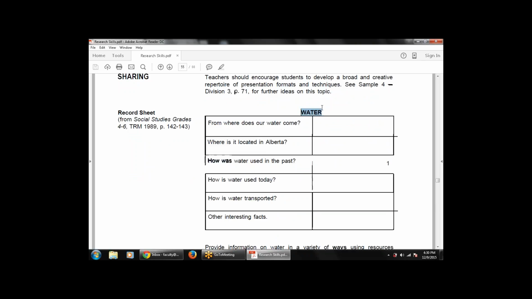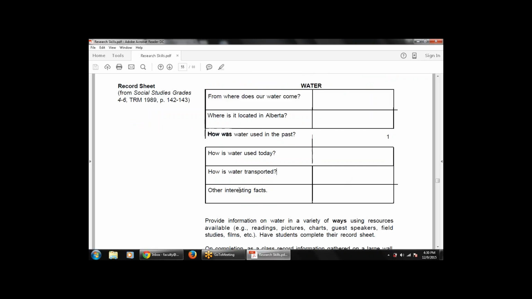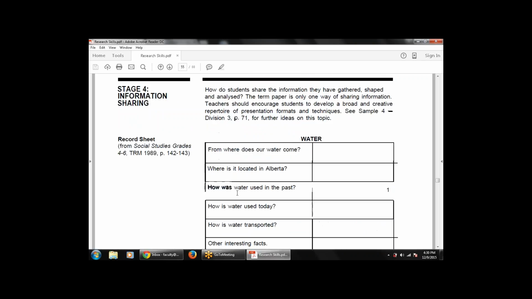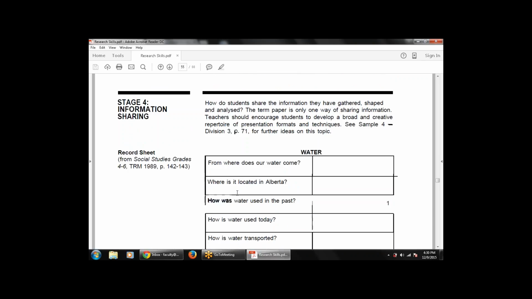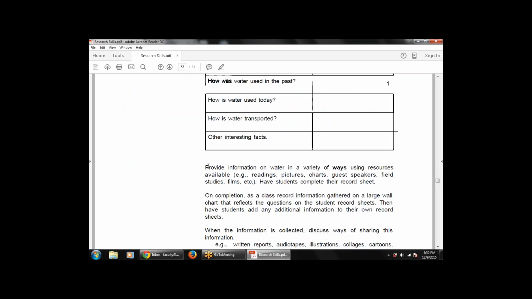This is the example of water. From where does your water come? That is the question given, and you have to put the answer over here. Where is it located in Alberta? How was the water used in the past? How is the water used today? How is the water transported? And other interesting facts. So this is the record sheet, stage number 4, the information sharing.